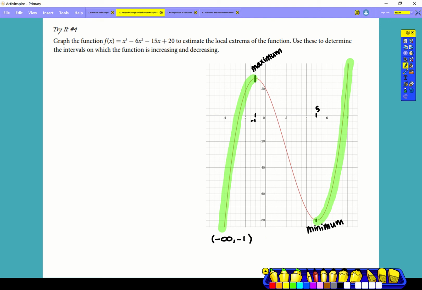It is increasing on this interval, and I'm going to union that with the other interval. And I'm not going to include that minimum and maximum point, since technically at that exact point it's really not doing anything. And then that's going to leave me with 5 to infinity. This is when it is increasing.